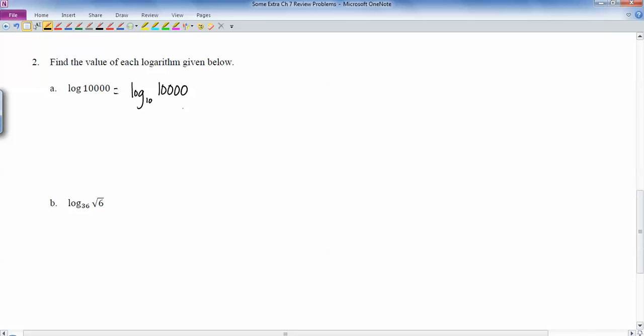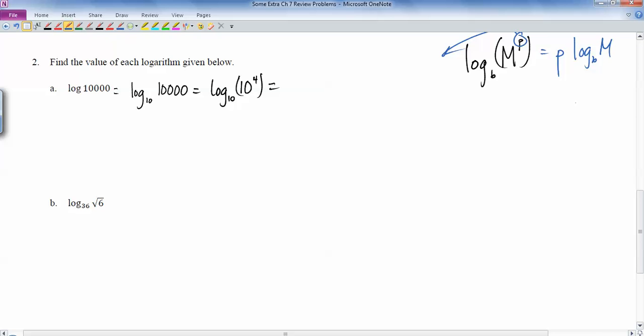And it's 10,000 there. So what I can do is I can say, well, 10,000 is really 10 to the 4th. And you might remember that if you have log base b of m to some power p, you're allowed to bring that power down in front, and it becomes p log base b of m. So this 4 can come down in front, and you've got 4 times log base 10 of 10. And then you might also remember, if the base and the thing inside are the same, that's 1. So this whole thing turns into 4 times 1, which equals 4.